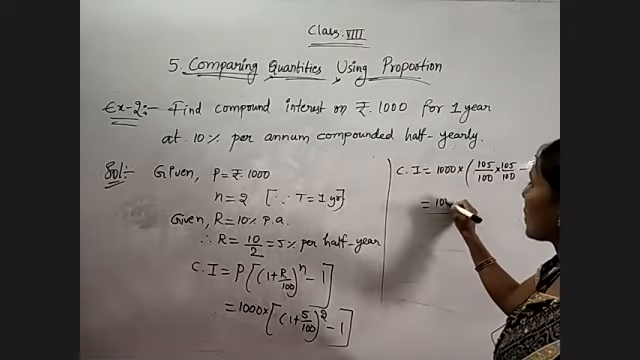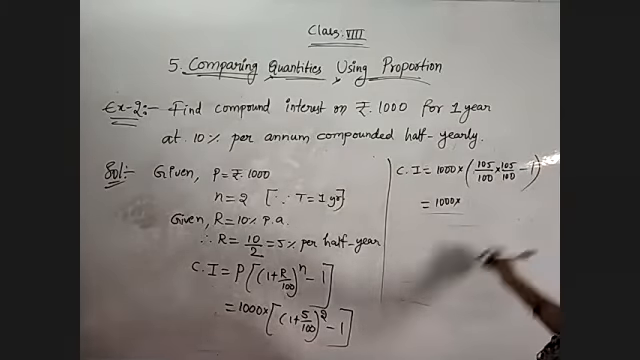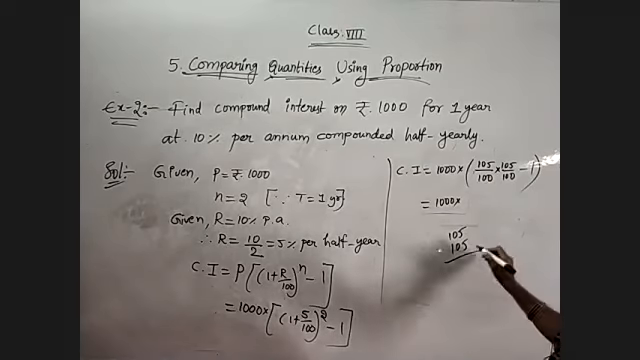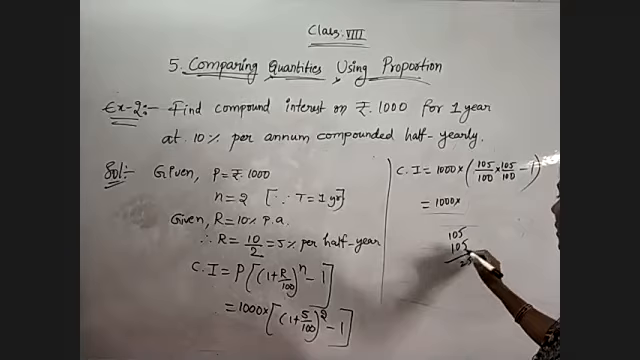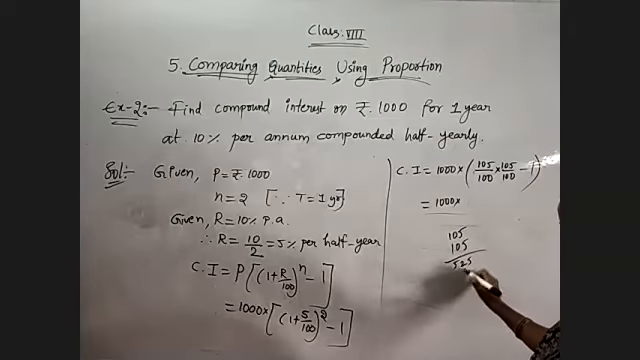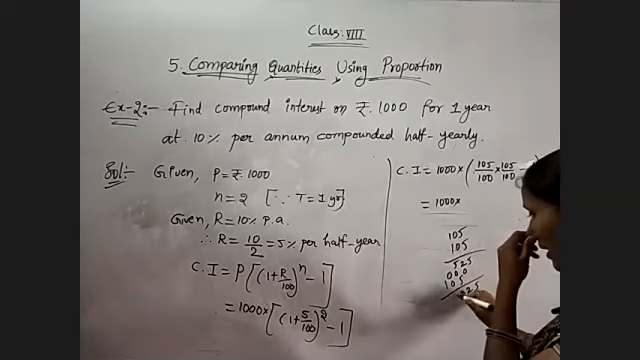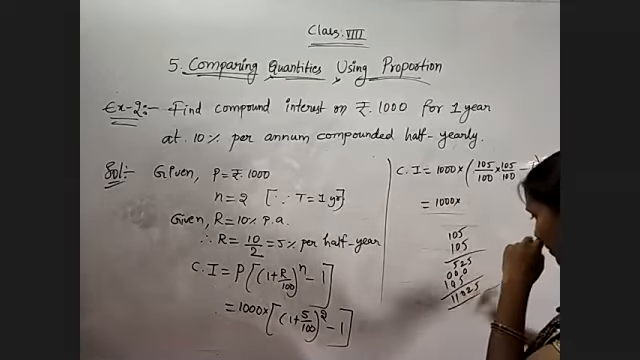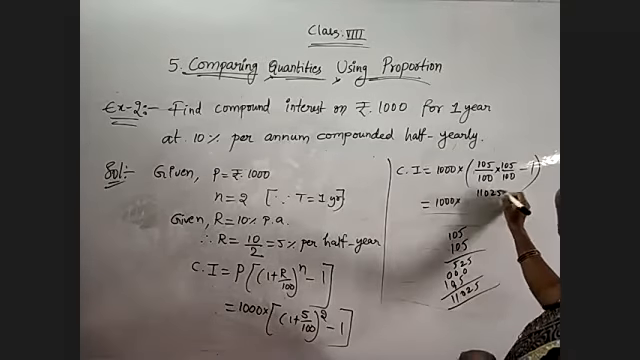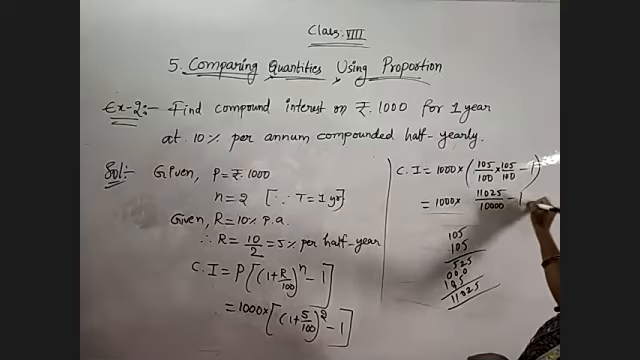Which will be equal to 1000 into 105 into 105 in the numerator. First find the product of 105 into 105. 5 5s are 25, so 5 and carry 2. 5 ones are 5, and so on, giving 11,025, divided by 100 into 100, which is 10,000, minus 1.